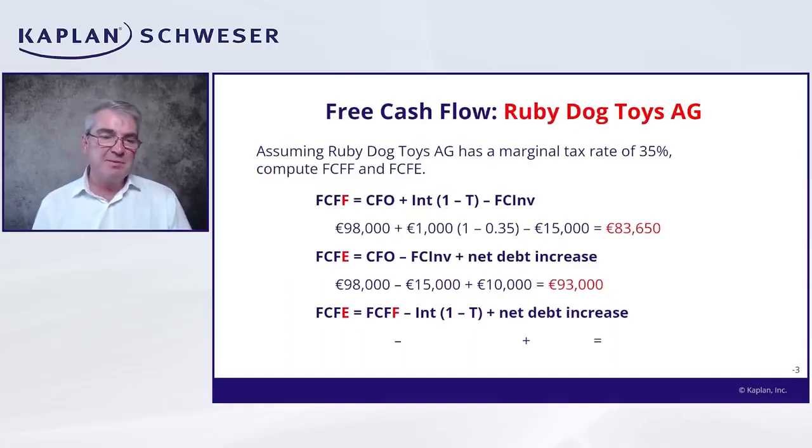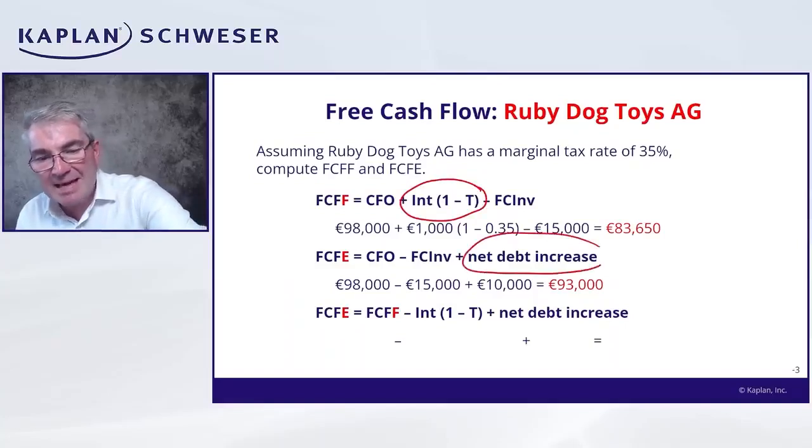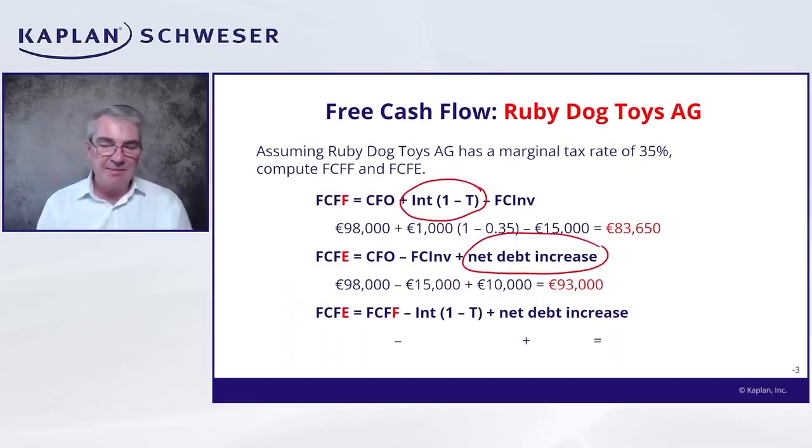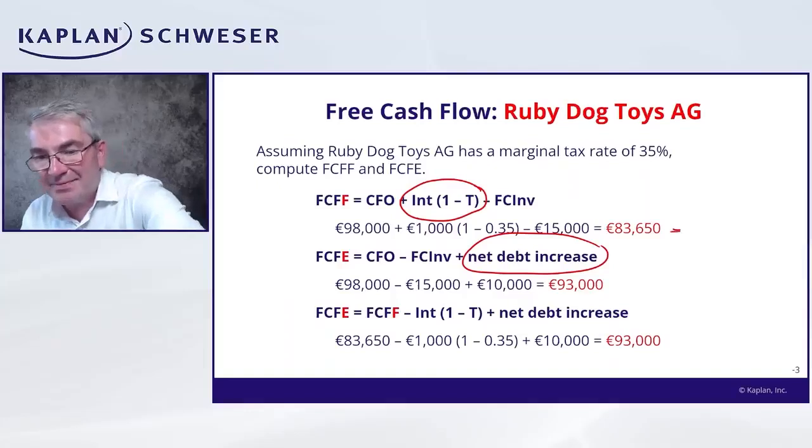Now, notice the difference between free cash flow to the firm and free cash flow to equity. The only difference is with free cash flow to the firm, we add back net interest, and with free cash flow to equity, we add any net debt increase, subtract any net debt decrease. So it makes it very easy to essentially reconcile from free cash flow to the firm to free cash flow to equity. So free cash flow to the firm, we calculated there at 83,650. Okay, there it is.